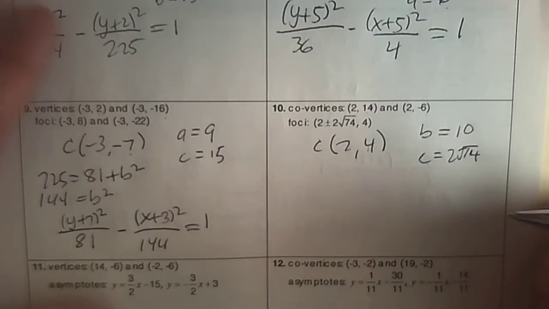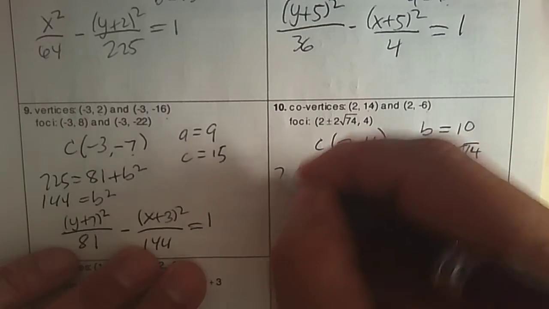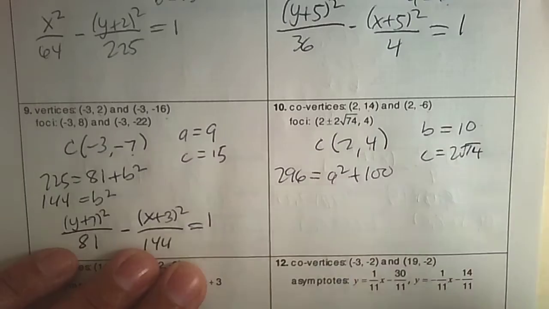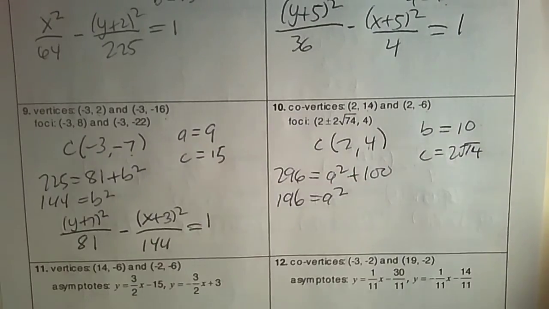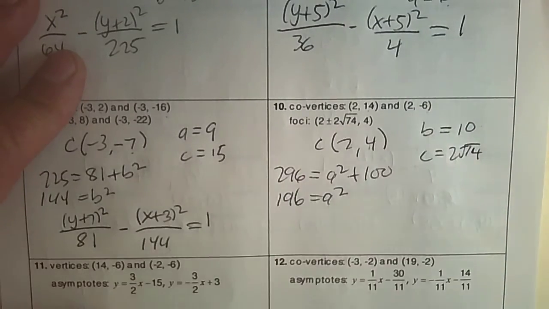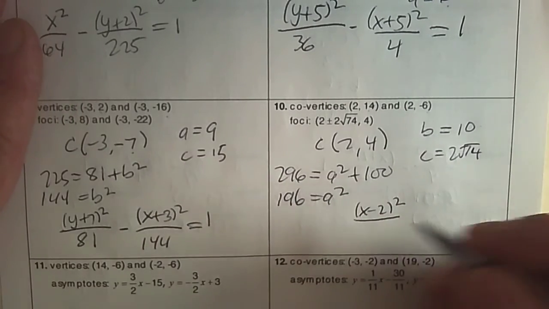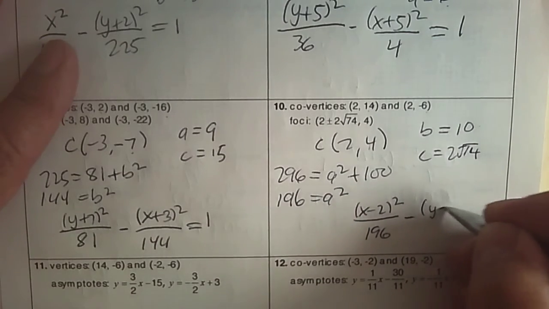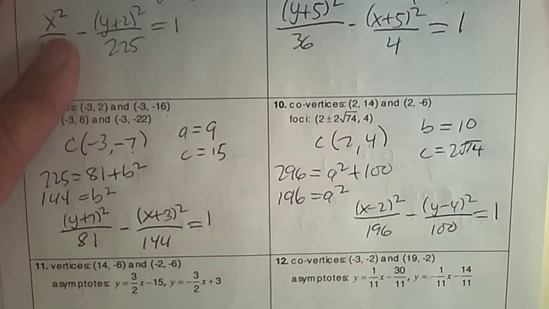Then, when I write down the formula, c squared, that's 4 times 74, that's 296. A squared I don't know, b squared is 100. Subtract 100 and you get 196. And now put it together. The co-vertices, the y change. So the main vertices, the x's have to come first. So x subtract 2 squared over 196. Subtract y minus 4 squared, and that's over b squared, which is 100, and that's equal to 1.